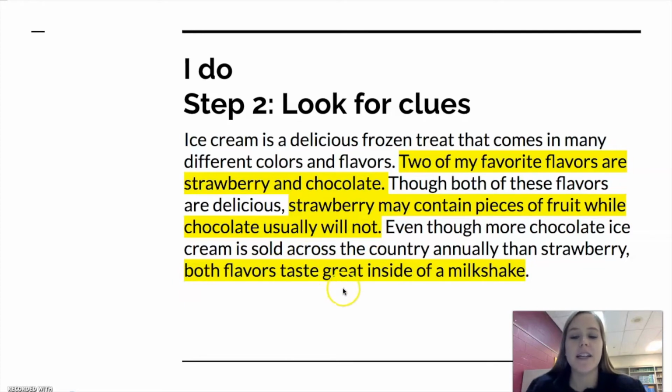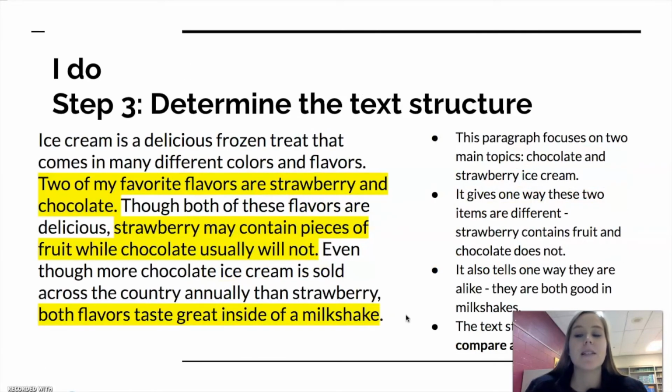And then at the very end, it tells us that both flavors taste great inside of a milkshake. So it started by telling us something that was different about them, and then it ended by telling us something that was the same about them. Step number 3, after you find your clues, you're going to figure out the text structure. So let's just review what we learned really quickly. There's 2 main topics, chocolate and strawberry ice cream.